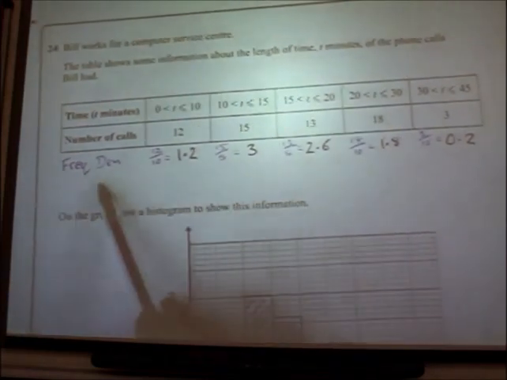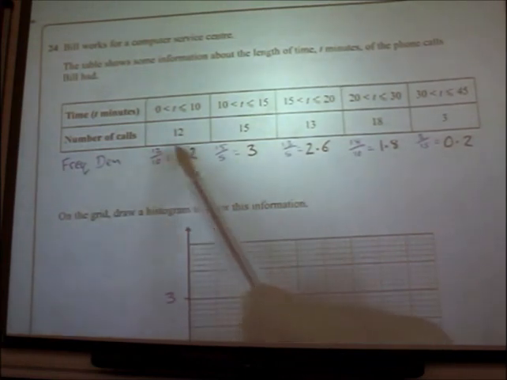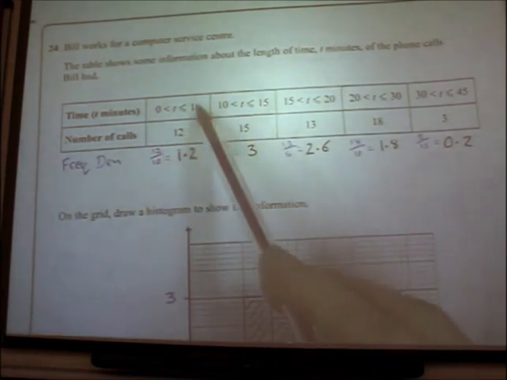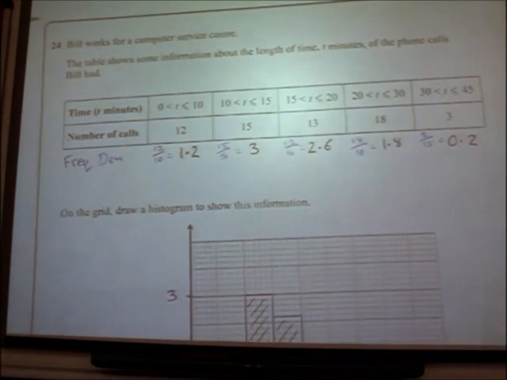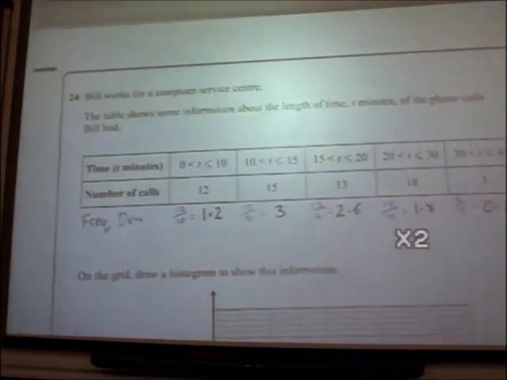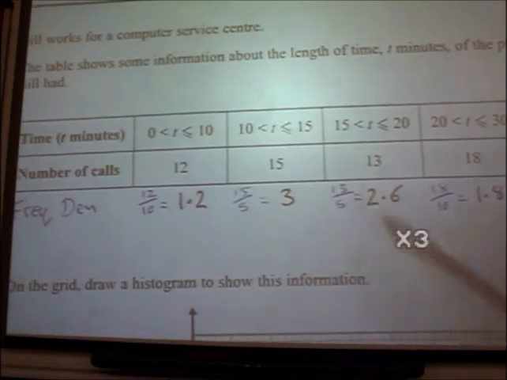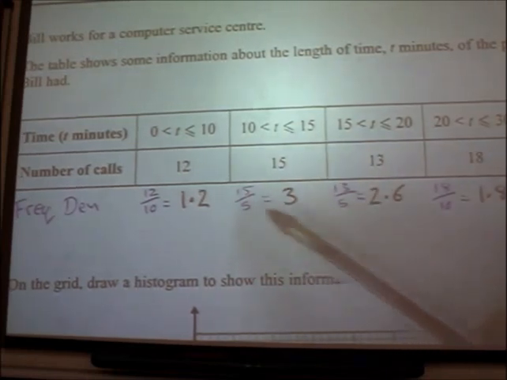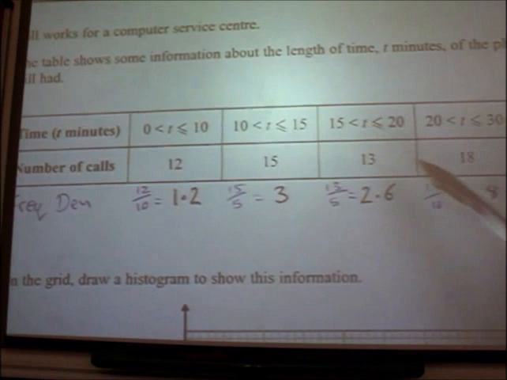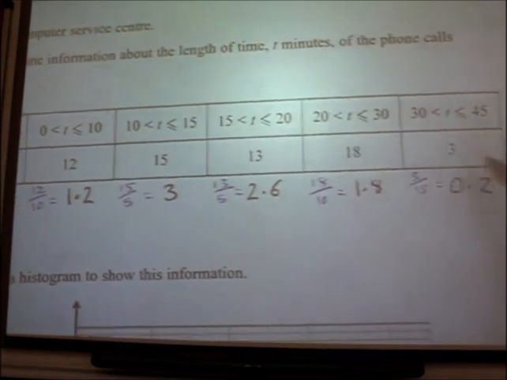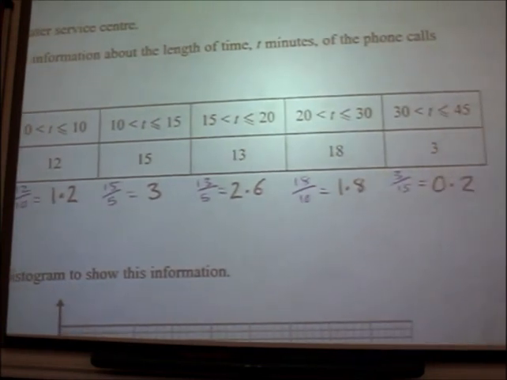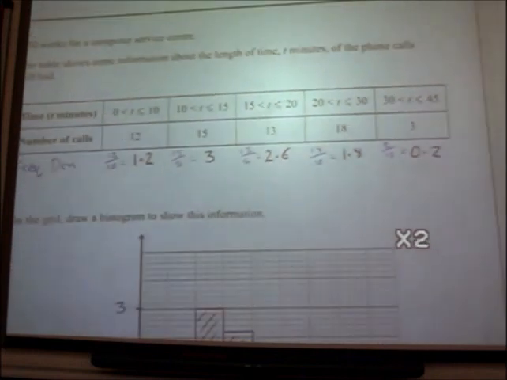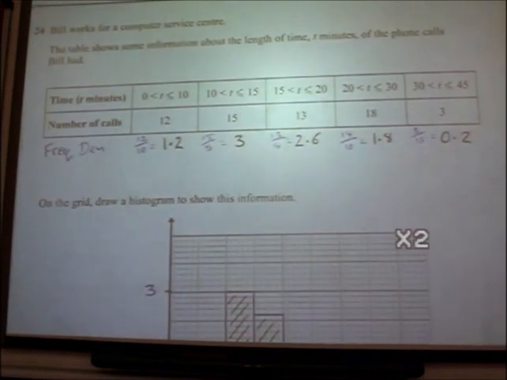Frequency density, I've added at the bottom. The frequency is 12, the class width is 10, so it's 12 divided by 10. Next one, the frequency is 15, the class width is 5, so 15 divided by 5. 13 divided by 5, 18 divided by 10, 3 divided by 15. I've converted the answers to decimals. I'm hoping you should be able to do that in your head by either simplifying the fractions or various other ways.